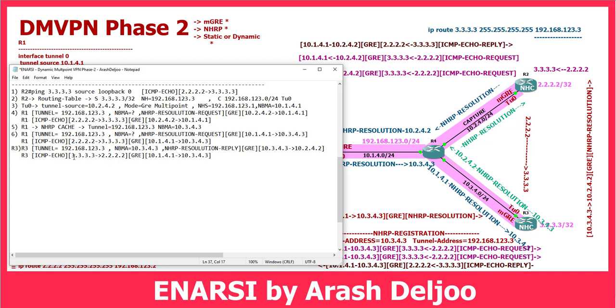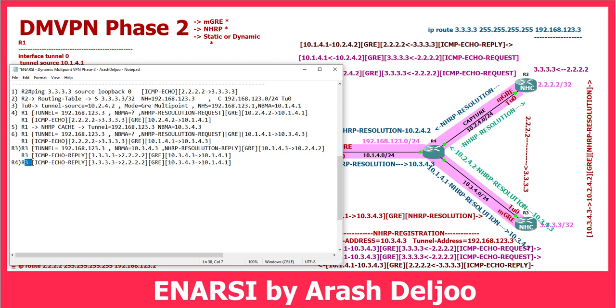is the ICMP echo reply. Let me write here ICMP echo reply, and then the GRE from router 3 to router 1. Okay, because until now router 3 doesn't receive the NHRP resolution request. And this ICMP echo reply is received by router 1, let me show you in R4, received by router 1, and then again router 1 now should encapsulate it to router 2.